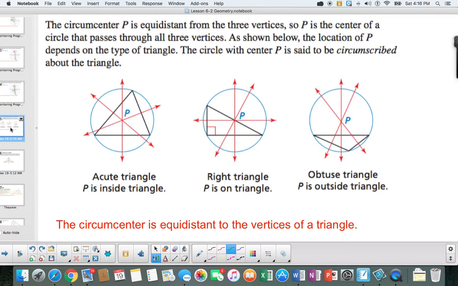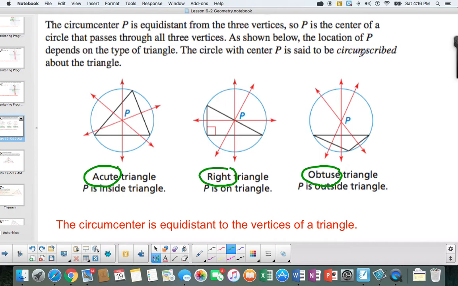Okay, when we talk about a circumcenter, I want you to know that the circumcenter can occur inside the triangle when it's an acute triangle. It will occur on the triangle when it's a right triangle. And it will occur outside the triangle when it's an obtuse triangle.